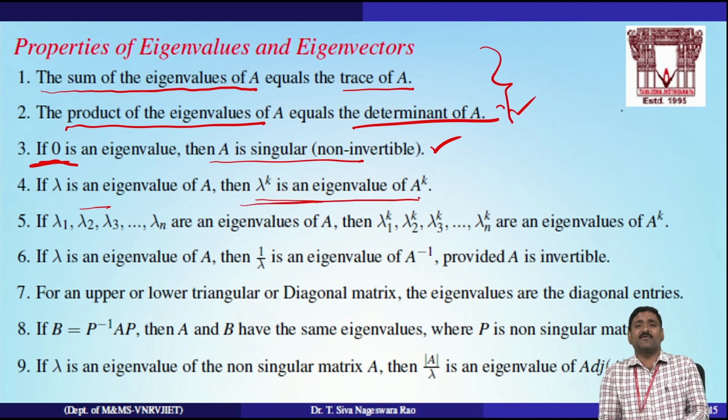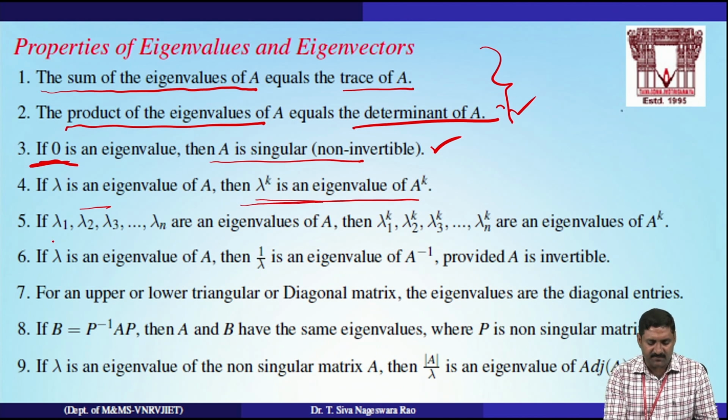And one more property: if lambda is an eigenvalue of capital A, then lambda to the power k is an eigenvalue of A power k. Assume I give one matrix capital A whose eigenvalues are 1, 2, 3. Then what are the eigenvalues of A power 4? The eigenvalues of A power 4 are 1 power 4, 2 power 4, 3 power 4. This is what I gave as the next property.